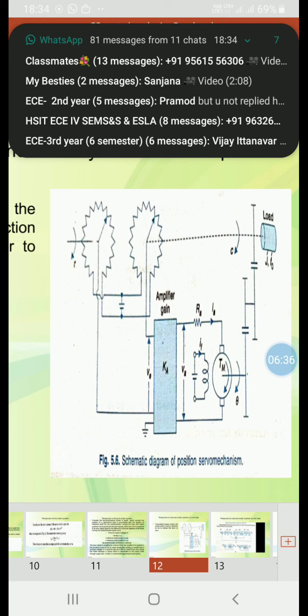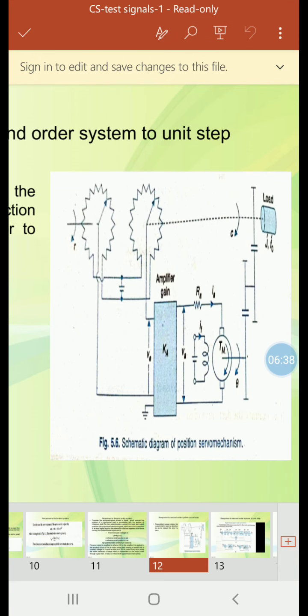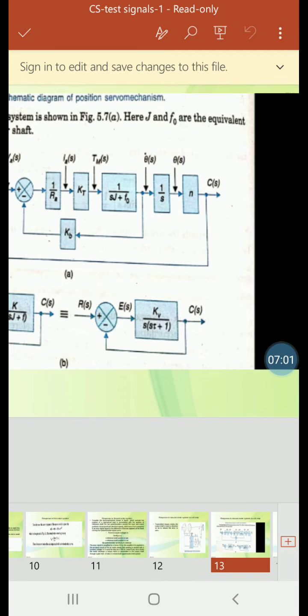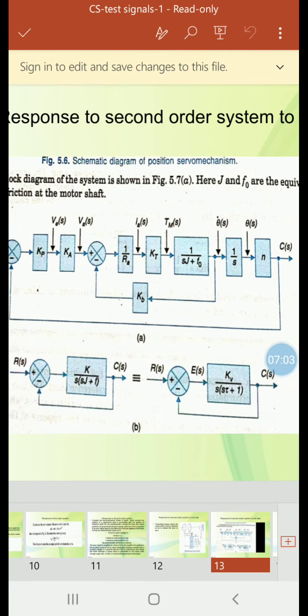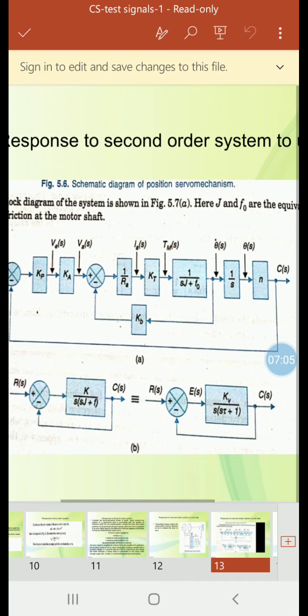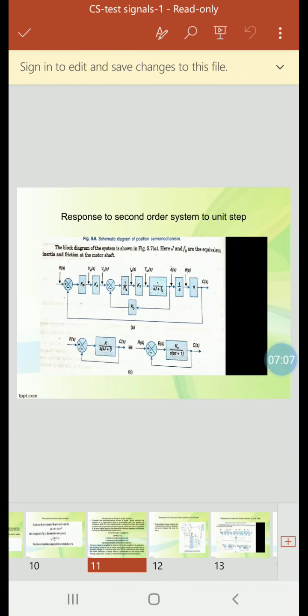If any error exists, the motor develops a torque which is transmitted to the output shaft through a gear train of ratio n. You can see the gear train of ratio n, where n is the load shaft speed divided by the motor shaft speed.